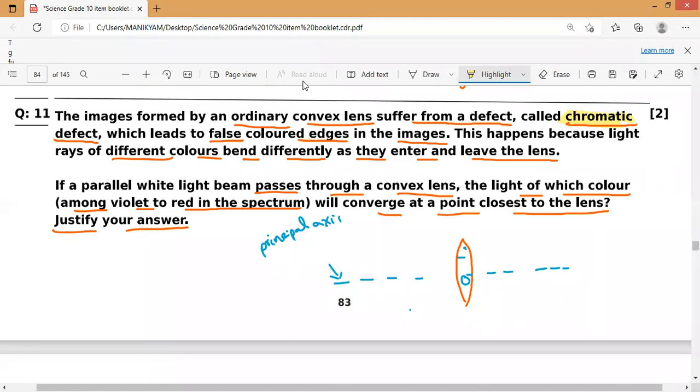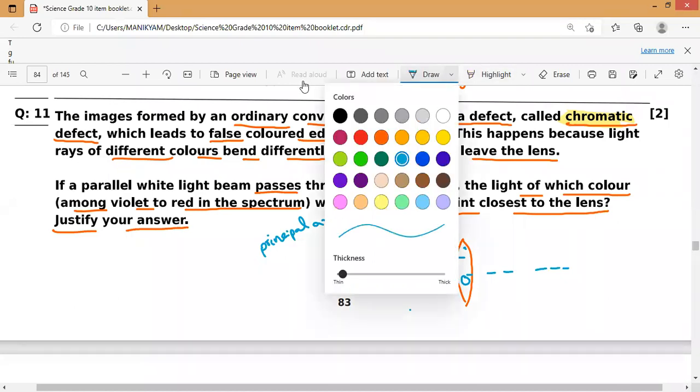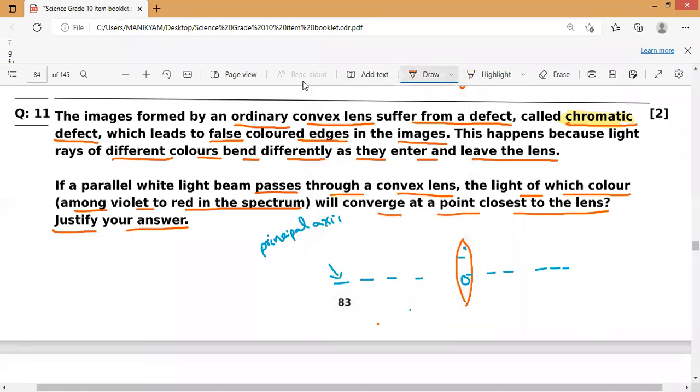Anybody having any doubt, you ask me. For example, let me take this: my white light is not visible, so that is why I am representing it with one red color. Okay, for the others I will take any contrasting color. Just a minute.